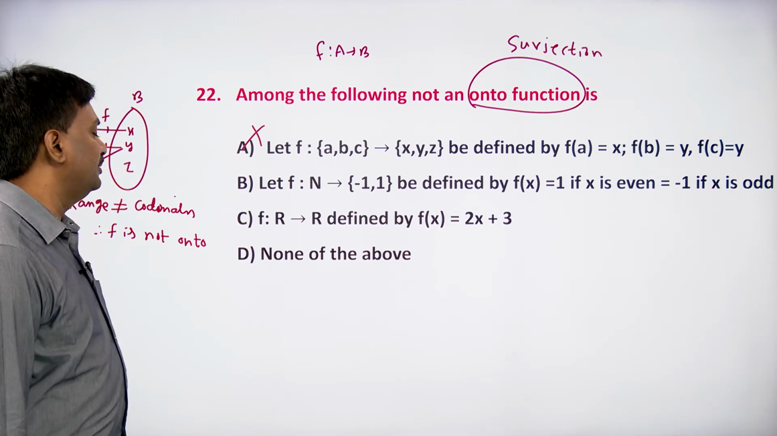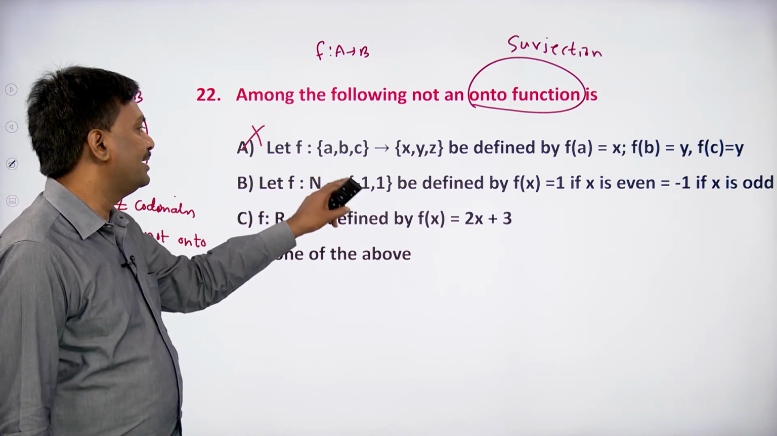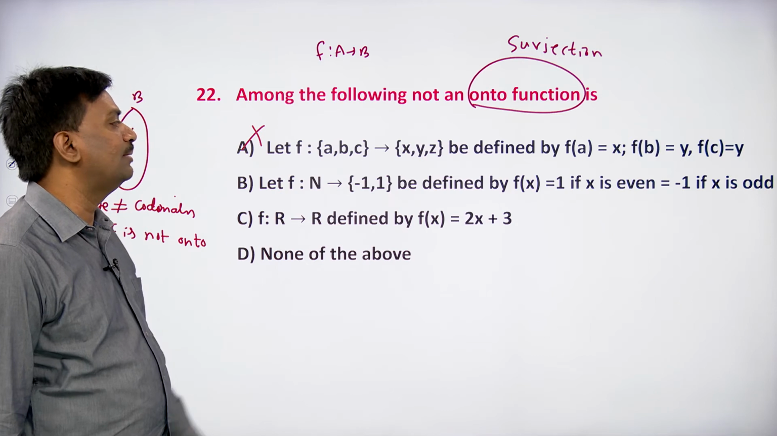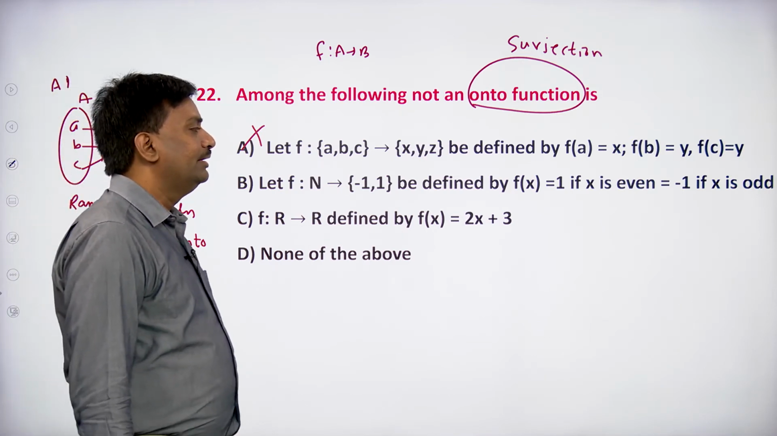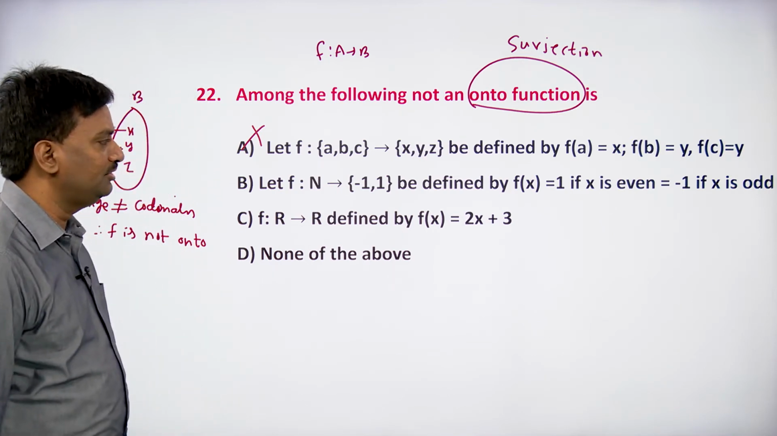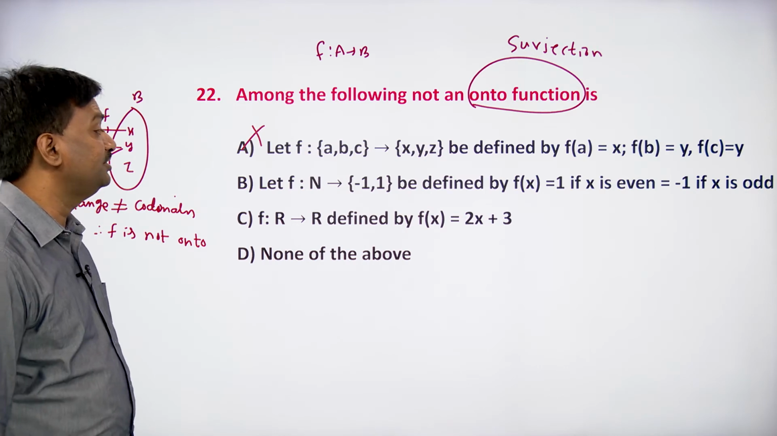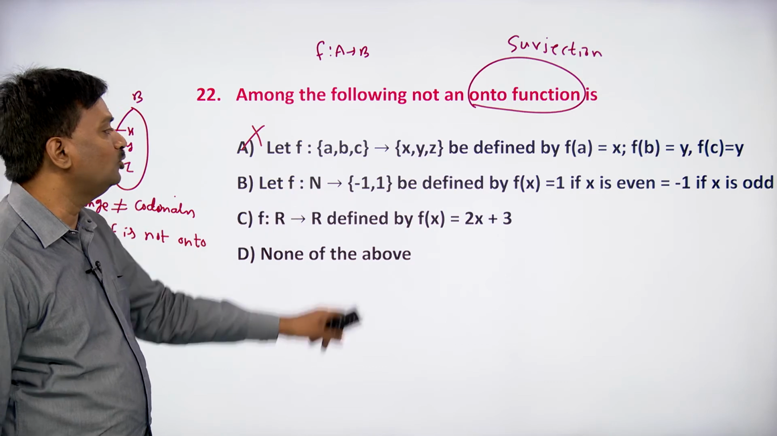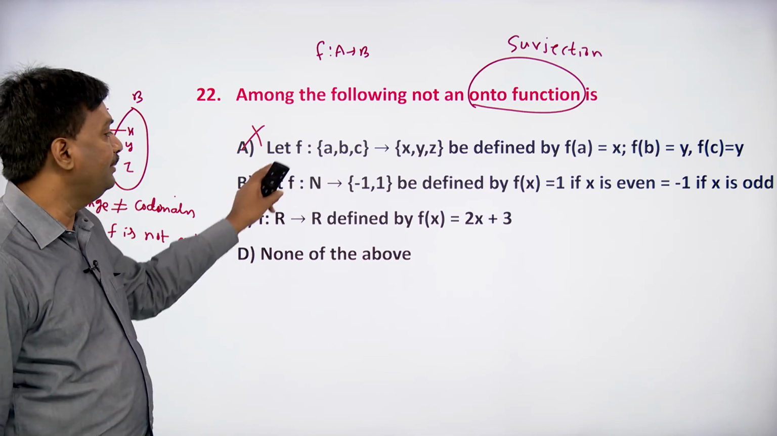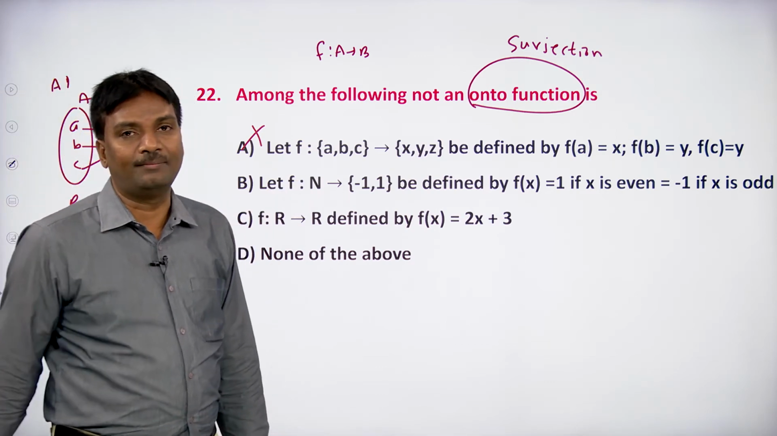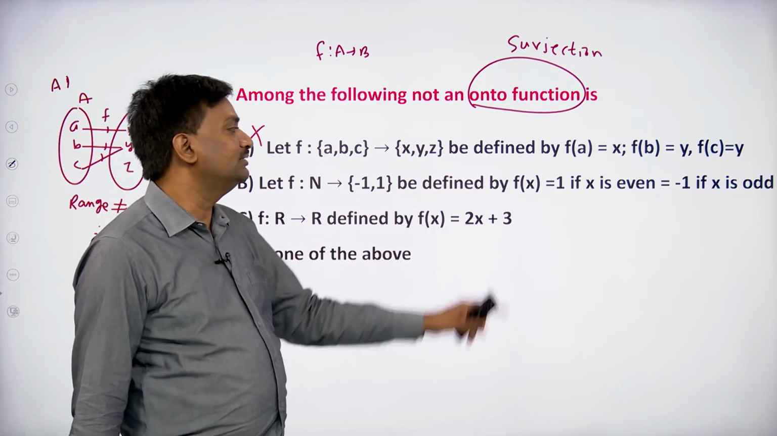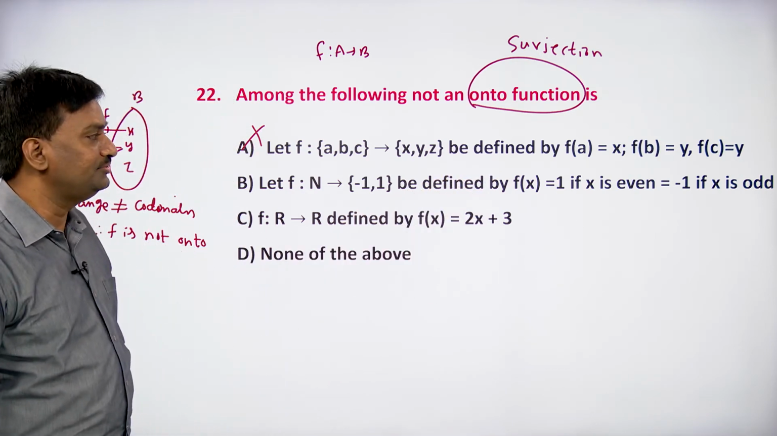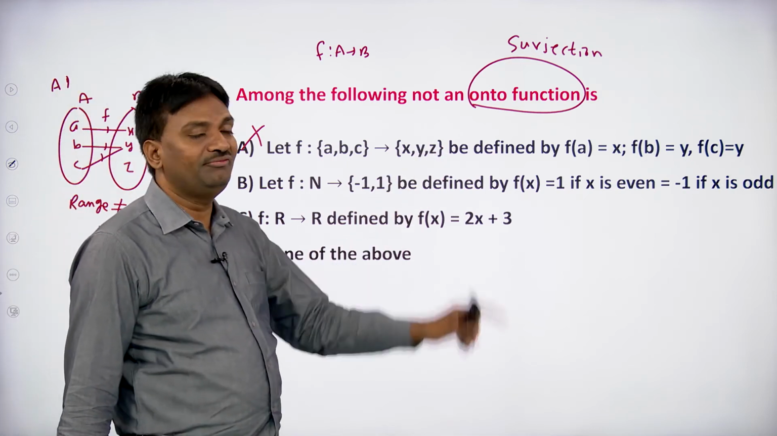Next, if you take option B, let f map N to {-1, 1} be defined by f of x equal to 1 if x is even, minus 1 if x is odd. Here the function f is defined from N to {-1, 1}. N means any natural number, also defined as f of x equal to 1 if x is even and minus 1 if x is odd.